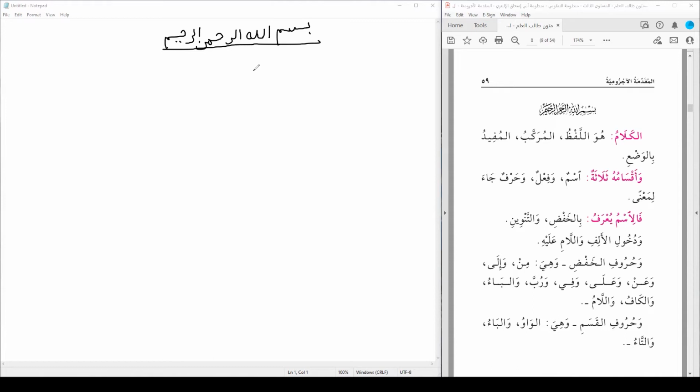Then the author, after saying the basmala, says, Al-kalamu huwa al-lafdhu al-murakkabu al-mufidu bil-wad'i. So since we're studying Arabic grammar, we need to know, where do we apply the rules of Arabic grammar? So that is why he starts speaking about something called al-kalam. Al-kalam means the speech.